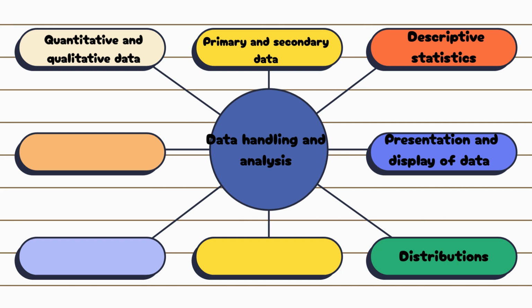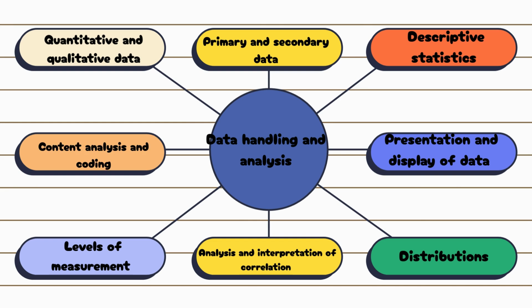Presentation and display of quantitative data, graphs, tables, scattergrams, bar charts, histograms, distributions, normal and skewed distributions, characteristics of normal and skewed distributions, analysis and interpretation of correlation, including correlation coefficients, levels of measurement, nominal, ordinal, and interval, and content analysis and coding. Topic 10.